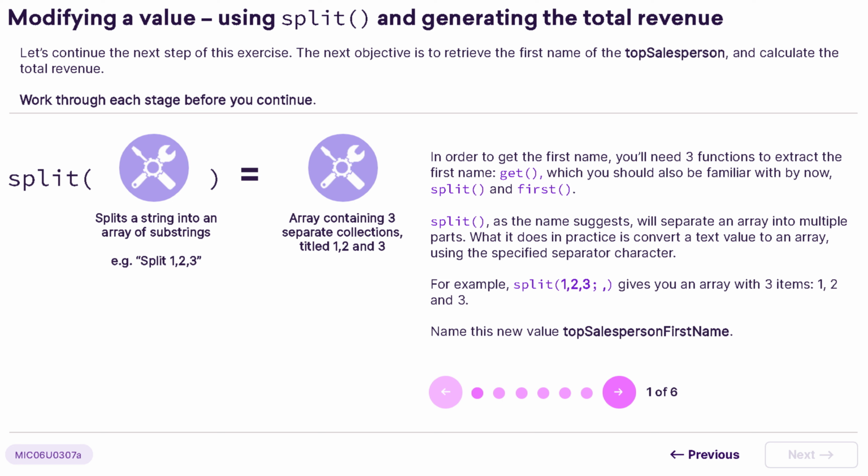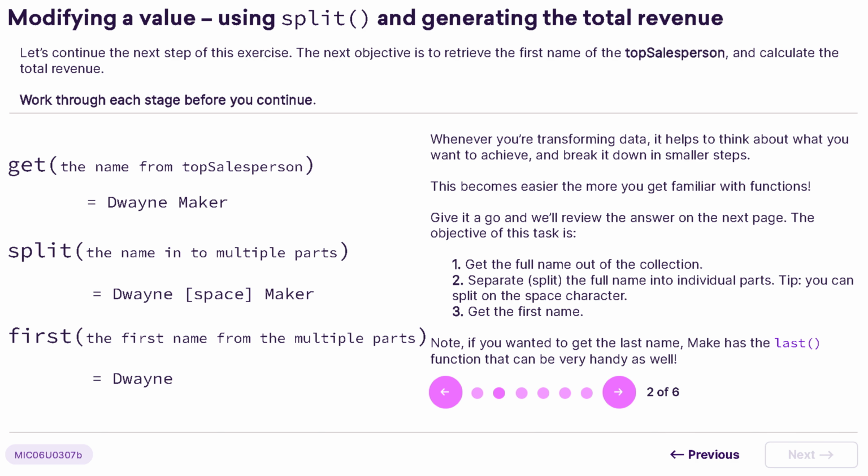Once this is done, you can label this new value as top salesperson first name, making it easy to identify and use later on. Working through each stage carefully will ensure you accurately transform and manage your data. When transforming data, it's essential to break down your goal into manageable steps. Here, we're focusing on extracting the first name from a full name using specific functions.